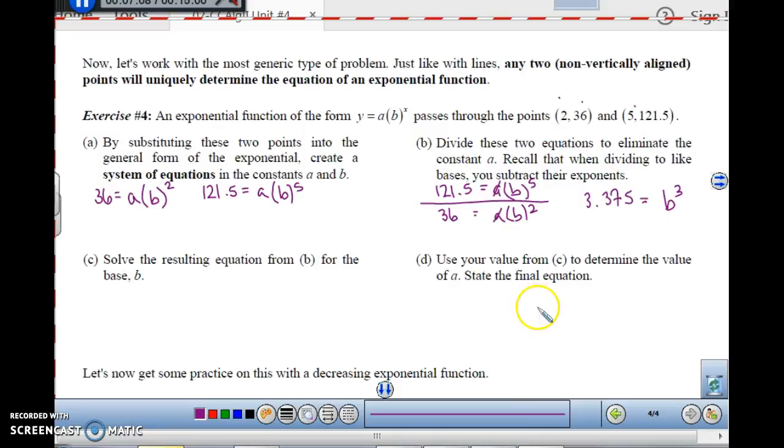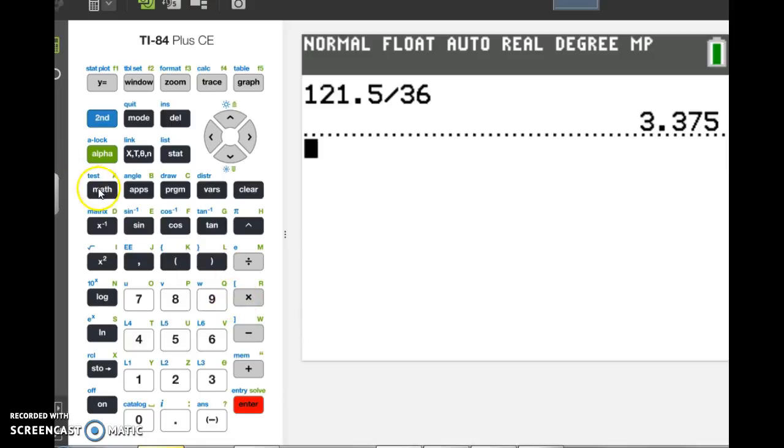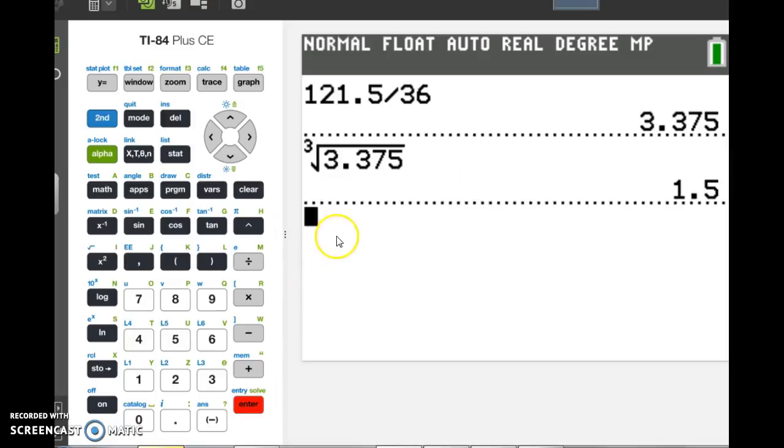How do I solve for b? If b cubed is equal to 3.375, I want to take the cube root of both sides. Now remember, the cube root is to the 1/3 power. I could also do it that way. So if I take the cube root of b cubed and the cube root of 3.375, I can figure out what b is. If I hit the math key, cube root is number 4, 3.375, I get 1.5. Now remember, you could also do power over root. You could also do 3.375 raised to the 1/3 power. That would be its equivalent.